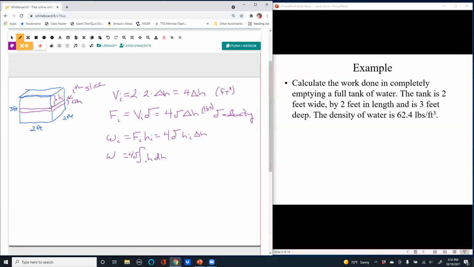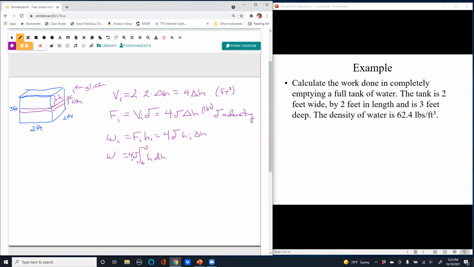And so the last thing we need are our limits. Well, the smallest possible slice is up here at the top, which is when h is 0. Our biggest possible slice is at the bottom when h is 3. And this will compute the amount of work done.